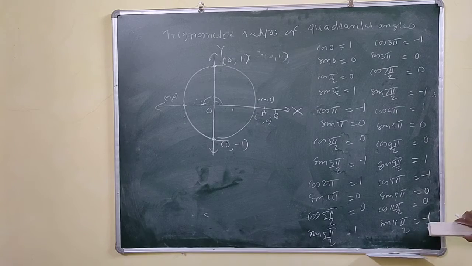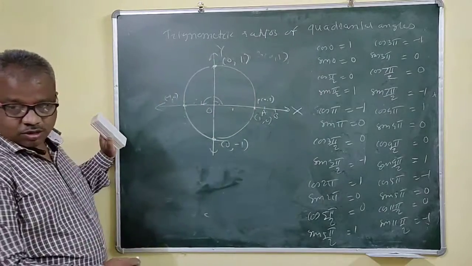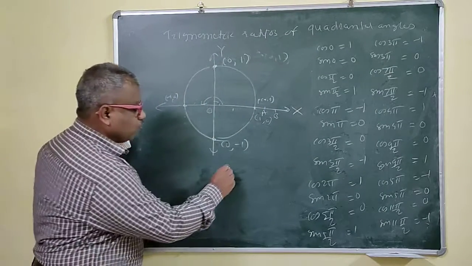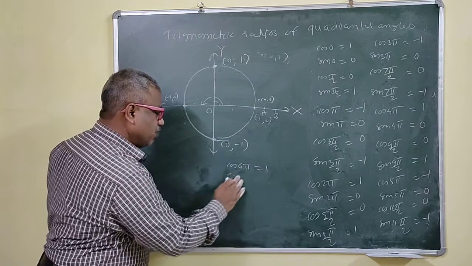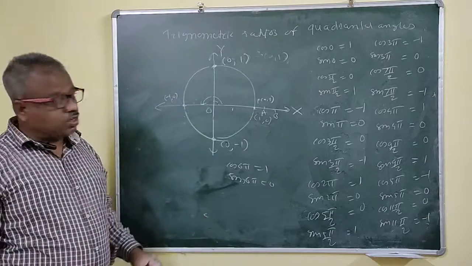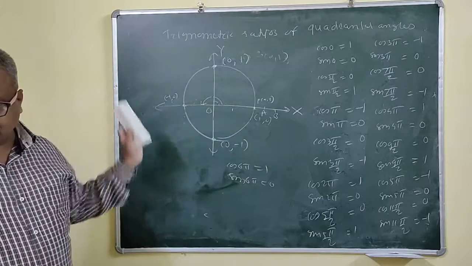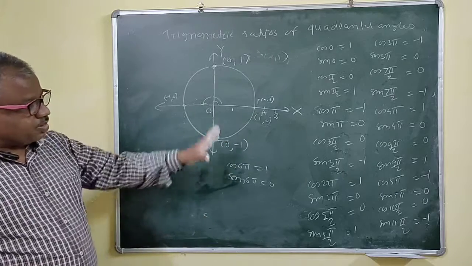Again add pi by 2. So what do we get then? 12 pi by 2 means 6 pi. So cos of 6 pi is what? 1. And sine of 6 pi is 0. Okay. Now we can generalize. If you add pi by 2, you will be what? Here, here, here, or here. So this is the benefit of the quadrant.